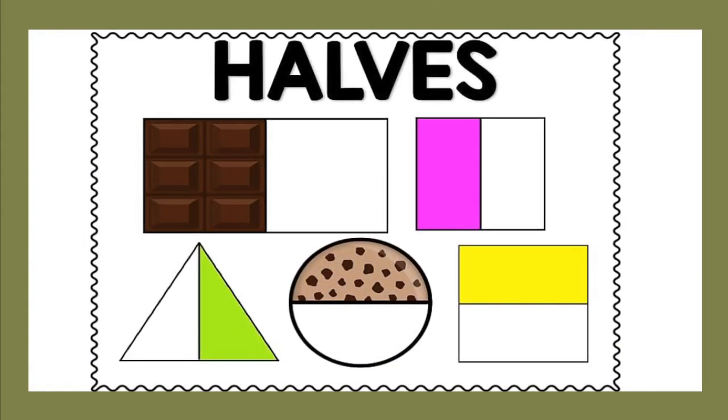Here you can see the different shapes and only half portion is shown here. See here, half of this chocolate slab. Half of this rectangle is colored in pink. Half of the triangle is colored in green. And a half of pizza is only shown. This half your brother ate. Correct? And here also we can see only half portion is colored with yellow.